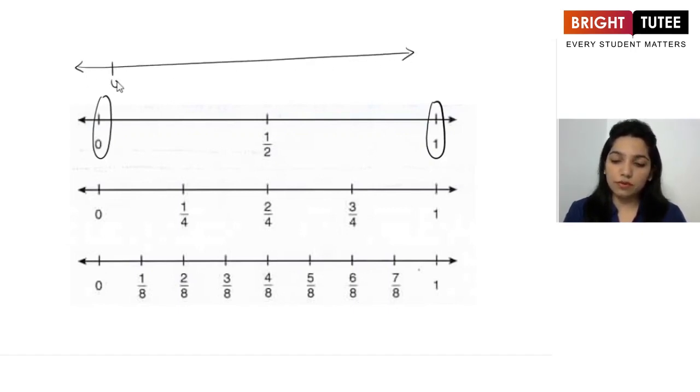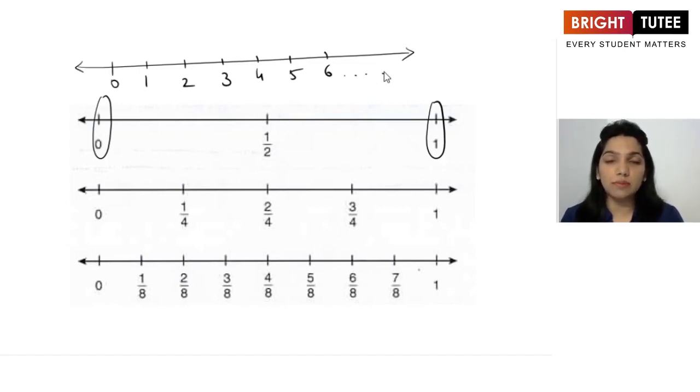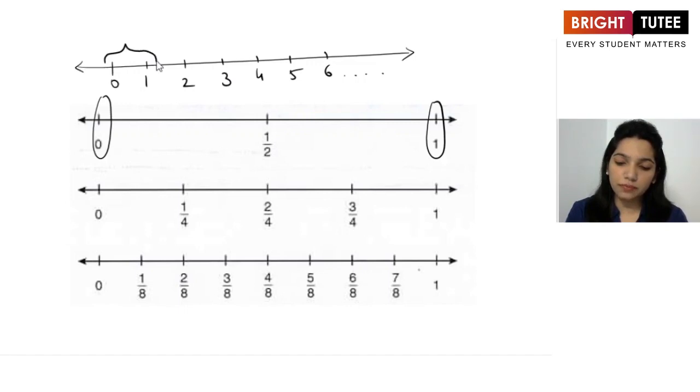And if I'm starting from 0, I have 1, 2, 3, 4, 5, 6, and so on. So we can just keep on writing the numbers on a number line. Here we are just considering this part here, just this much, from 0 to 1.